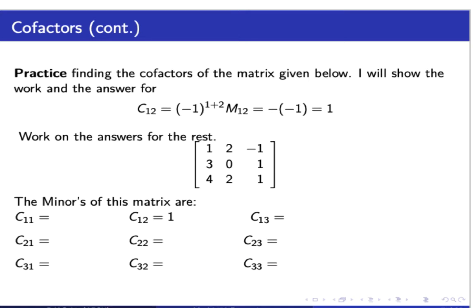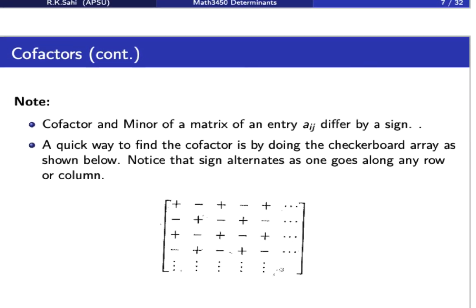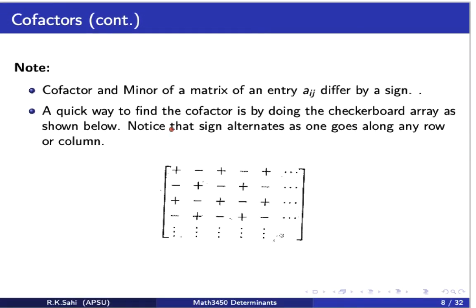So let's look at some observations for the cofactors and the minors. First of all, the cofactor and the minor of a matrix entry aij just differ by a sign. A quick way to find the cofactors is by using this checkerboard array as shown below. You have plus, minus, plus, minus, whether you go row wise or column wise. So in other words, you see the signs are alternating as you go along either a row or a column.